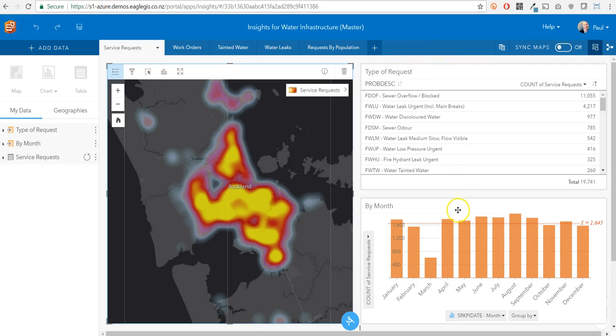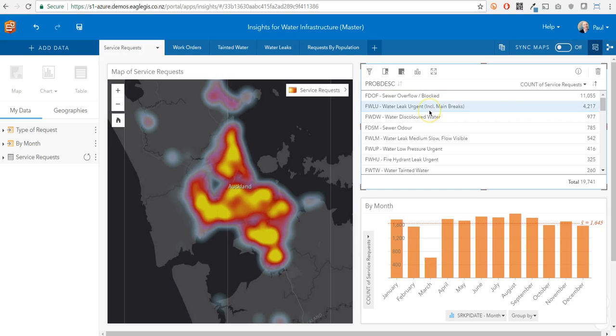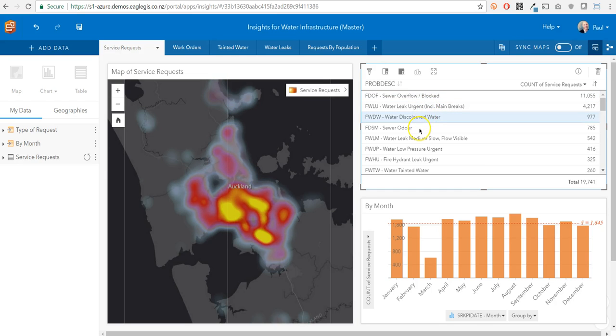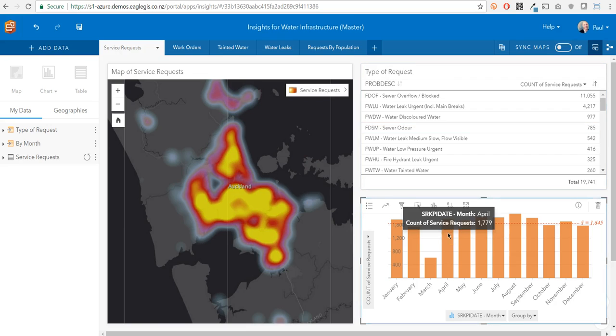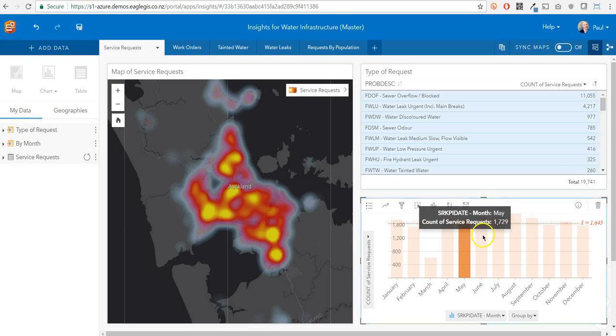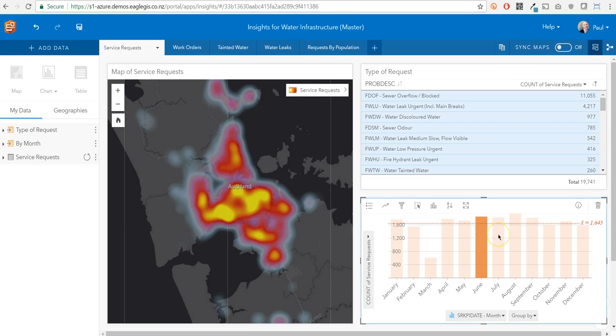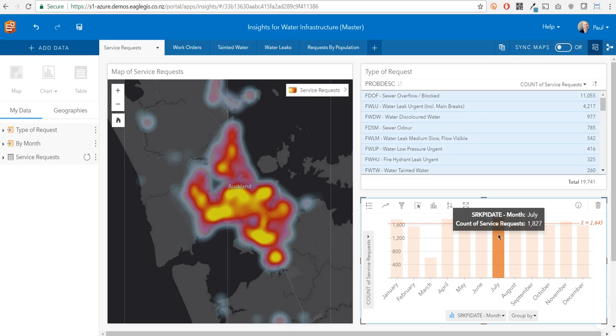Maps, charts, and tables appear side by side in Insights, and these can all interact with each other. For instance, if I click on a category in my table here, I can see the relationship on the map and the spatial patterns that emerge in these different categories. Same with time on my chart. As I click on service request by month, I can see the pattern change throughout the year.